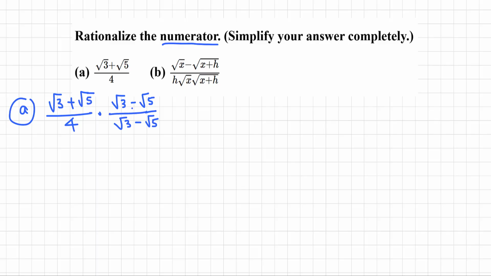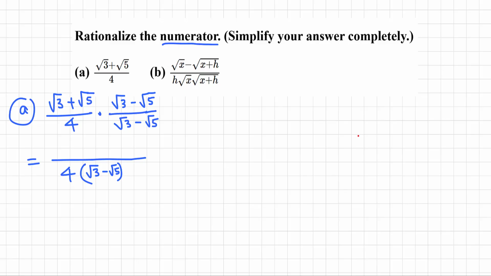Basically we are multiplying by 1, which is always allowed. We don't have to worry about the bottom because we are only working with the top. So 4 times this, the plus or minus means it's a single factor, so we put parentheses around root 3 minus root 5. This is one block. Now we multiply the top: root 3 plus root 5 times root 3 minus root 5.